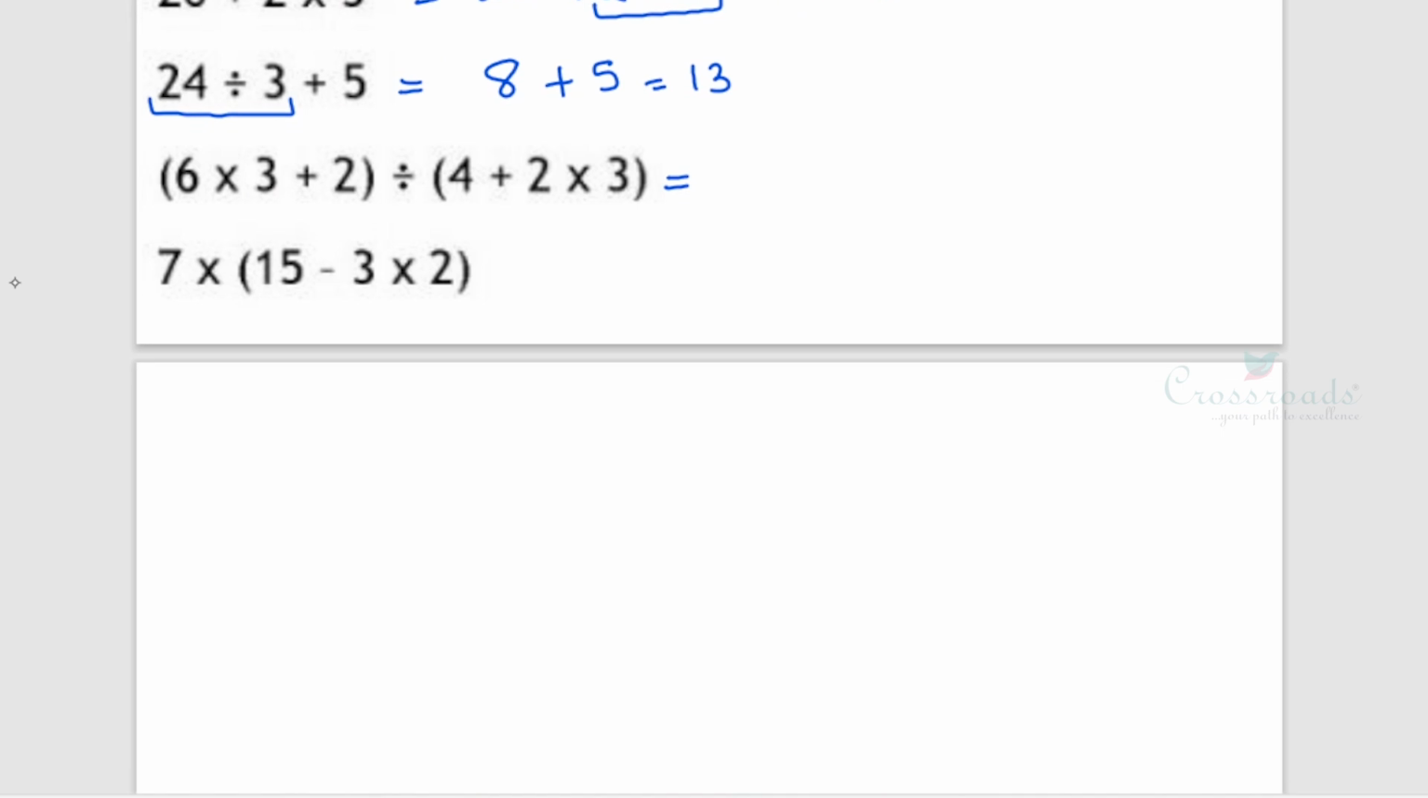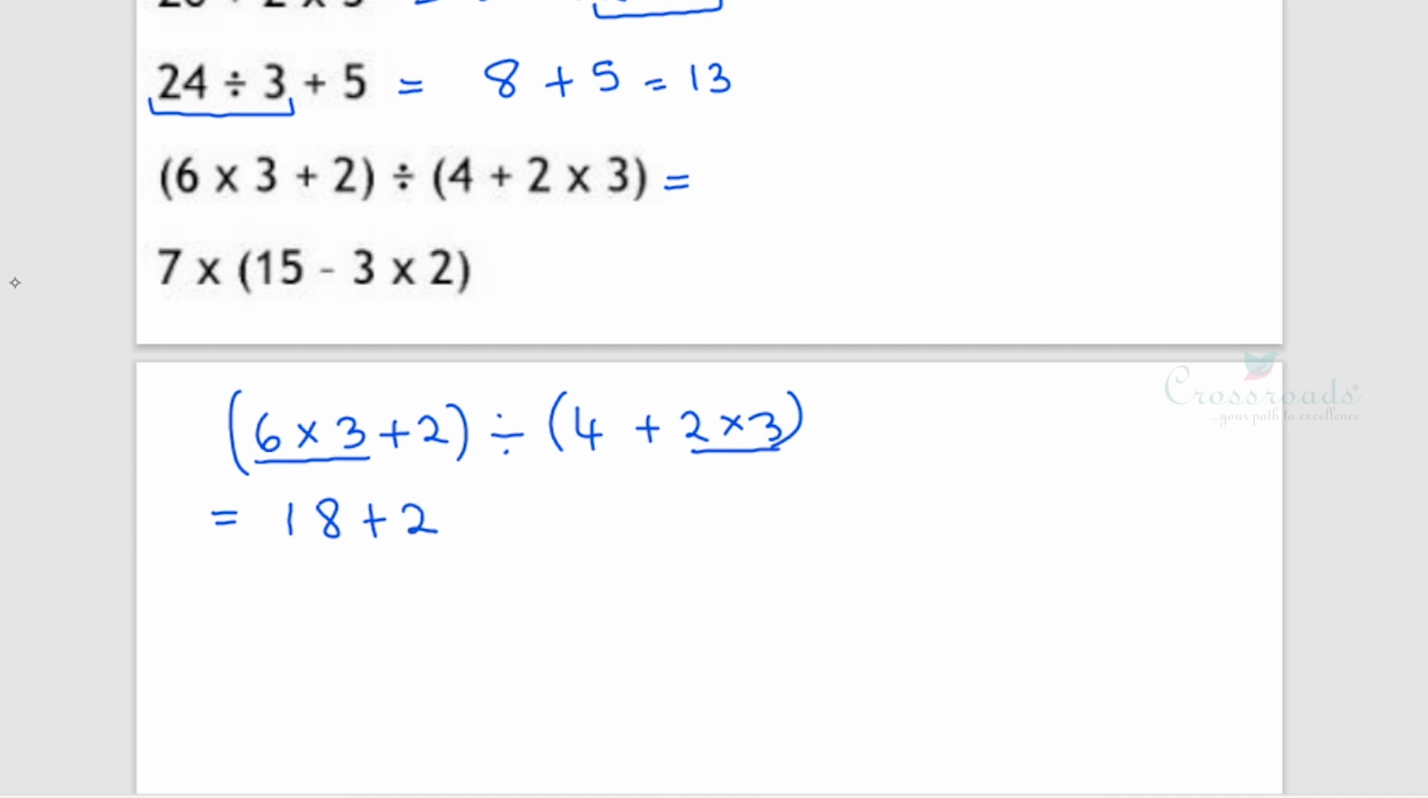Here we have been given two separate expressions within the brackets. So first we need to solve that, and then the derived answers we need to divide each other. So to show you step by step, I am moving into the next slide. 6 into 3 plus 2, I am just recopying it, divided by 4 plus 2 into 3. So we first solve the multiplication part in both of them. 6 into 3 is 18 plus 2, retain the bracket, divided by 4 plus 6.